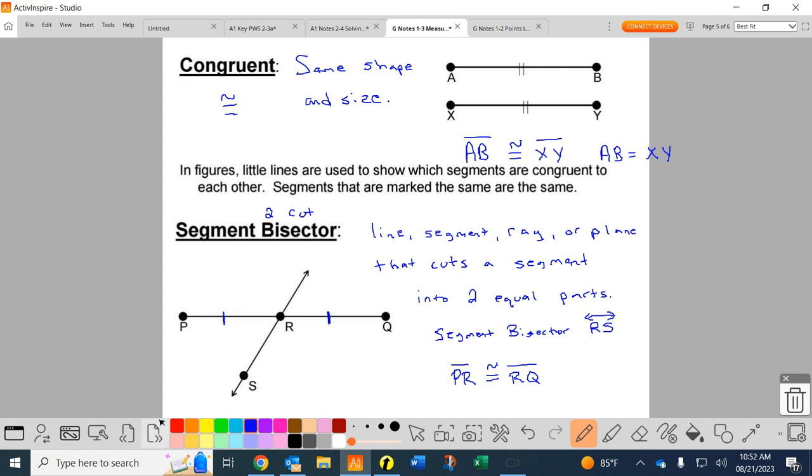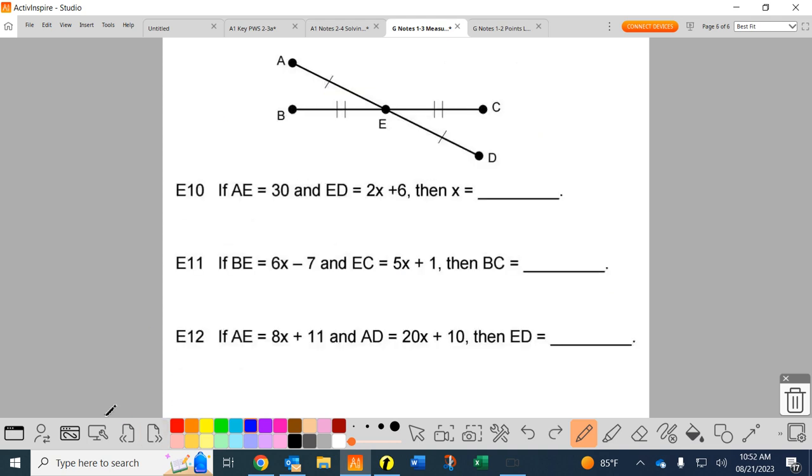Okay, here we go. For the last ones today, guys, it's all about setting up a geometry problem and solving the algebra equation once you set it up. The geometry is you setting it up. Here we go. AE, this piece right here, is 30. Label it. ED, which is this part down here, is going to be 2x plus 6. Label it.